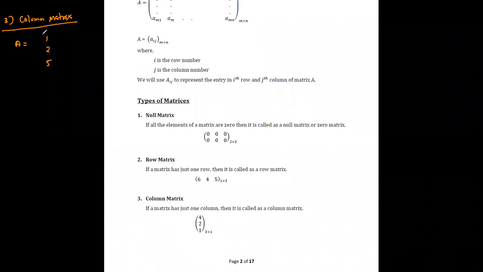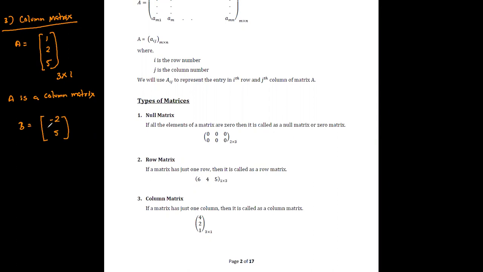Here we are having 1, 2, and 5. We can see that there are 3 rows but only one column. Then we can say that A is a column matrix. Another example, if we consider B as minus 2 and 5, then this is a 2 by 1 matrix. Here also there is only one column, so we can say that B is a column matrix. Therefore, if a matrix has only one column, then such a matrix is said to be a column matrix.